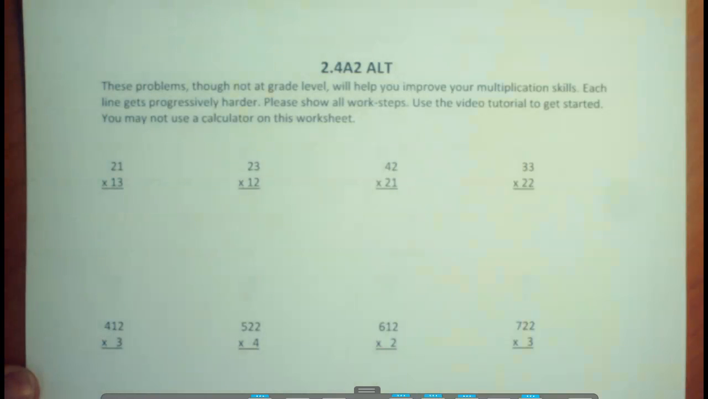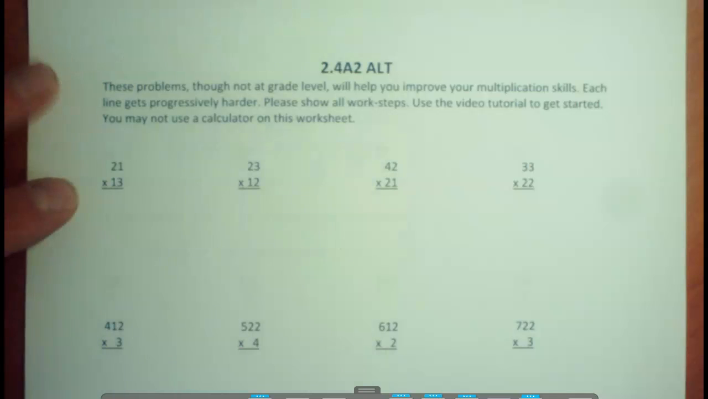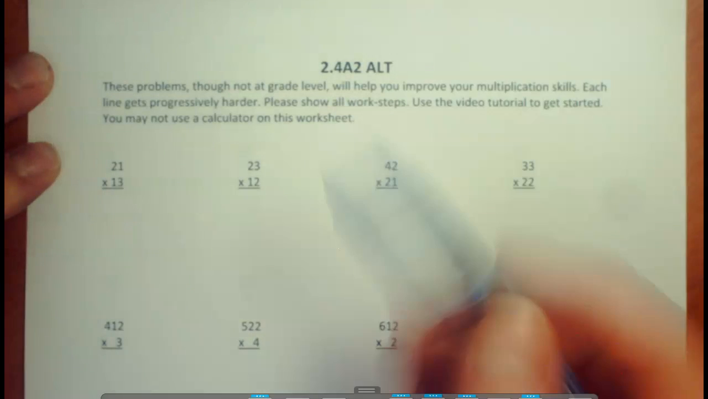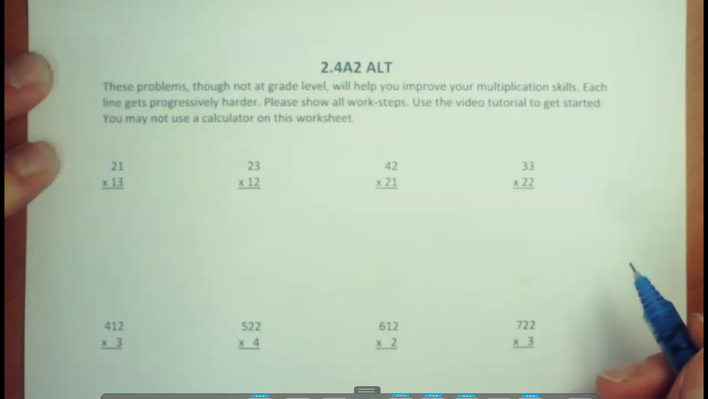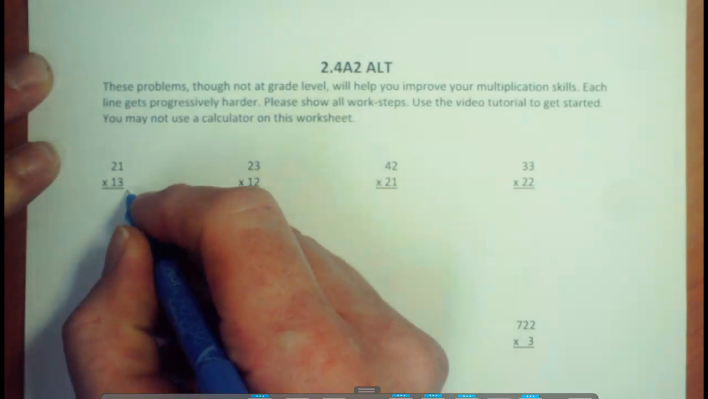Hello, this is a tutorial on 2.482. This is an alternative assignment to the multiplying decimals. If you're struggling with multiplying decimals, you're probably struggling with multiplying. So this sheet is going to get progressively harder by row, and it'll give you a chance to improve your multiplication skills. But it is definitely a below grade level thing. So, all right, let's get going here, and we'll start it up on top here.